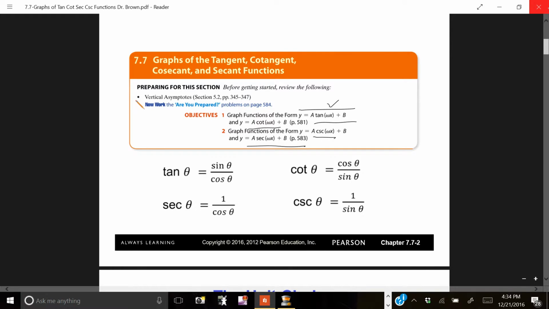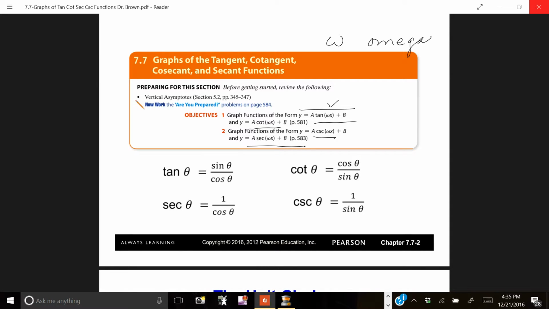Notice omega, we pronounce it omega. And in order to graph these functions, we're going to make use of some identities that we already know.